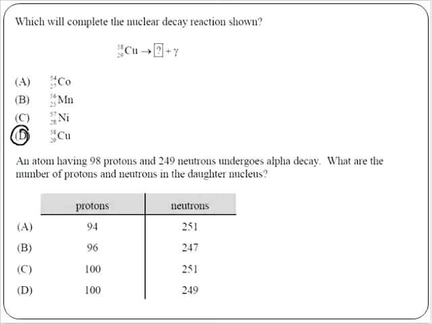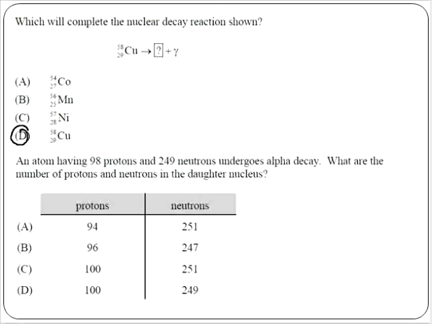So that would be 58, 29 copper. In other words, it doesn't really change. All that happens is it becomes a lower energy version of the same nucleus. That's it. It emitted a gamma photon. All right, let's look at the next one.